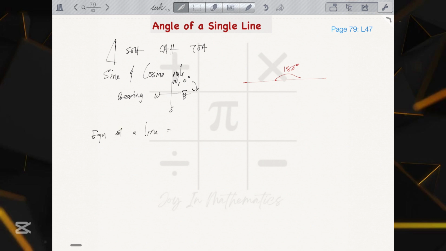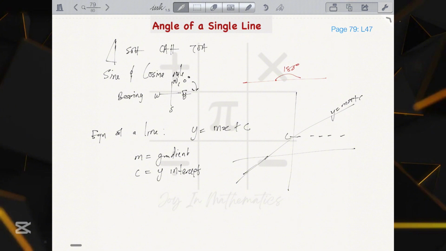is a line represented by the equation y equals mx plus c. So if you have this line, we can have y equals mx plus c, where m is the gradient and c is the y-intercept. So we can call this point C. So the question now is what is the angle theta that the line forms with respect to the x-axis? What is the angle theta here?